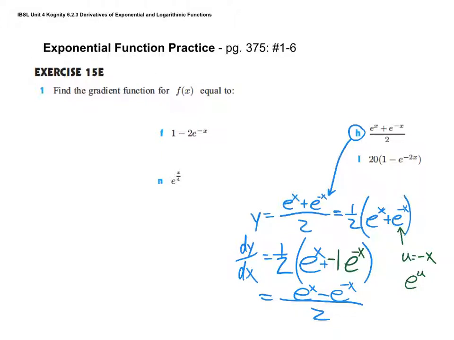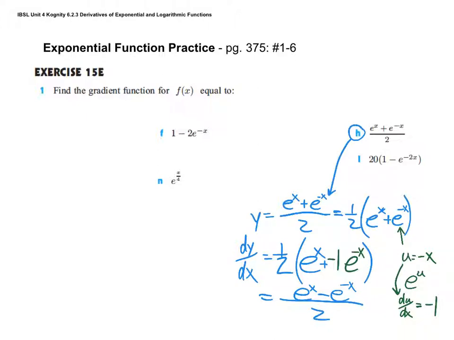The -1, yes. How did you get that again? The -1 came from here. du/dx is, what's the derivative of negative x? The 1, so negative 1. Oh, I get it. That's the -1. Okay.